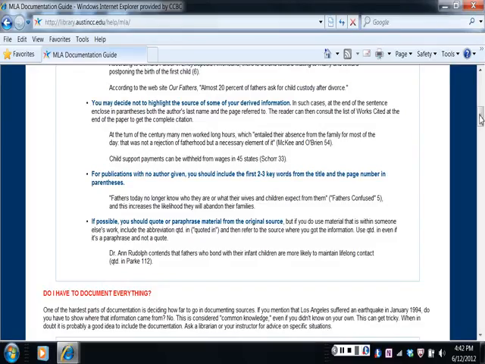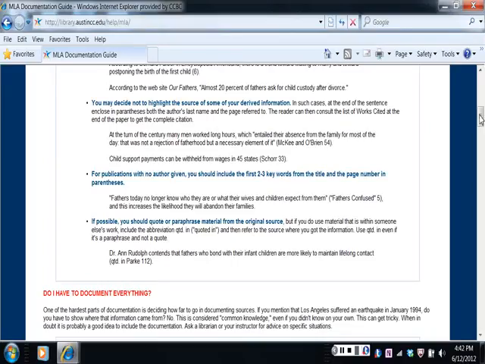At the turn of the century, many men worked long hours, which, quote, entailed their absence from the family for most of the day. And then you would put the author's last name and the page number. Note that you don't put any little p's, right? You have the author's last name, a space, no comma, and the page number, and no little p.